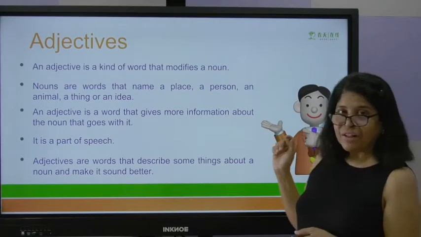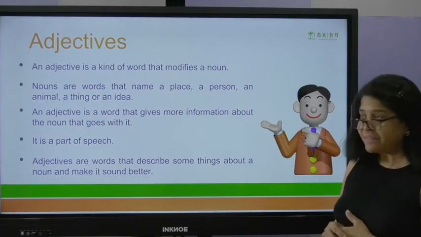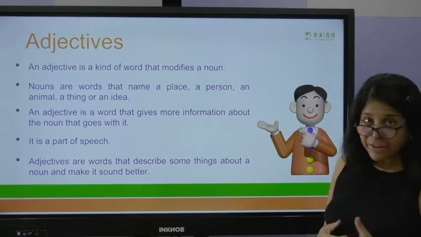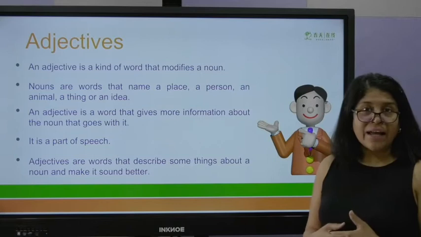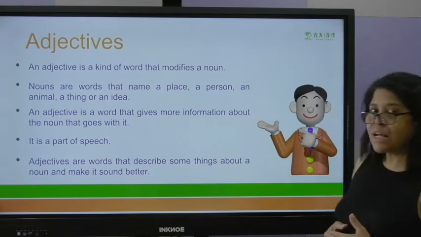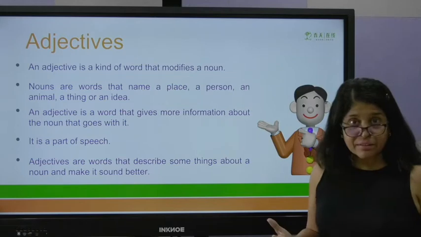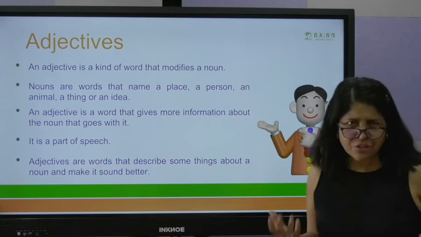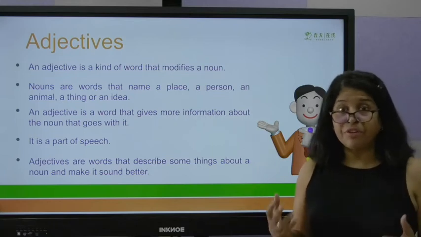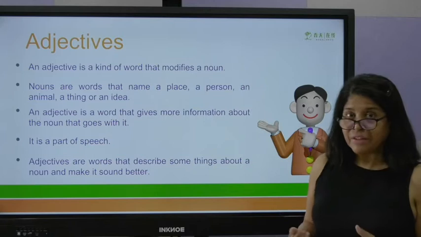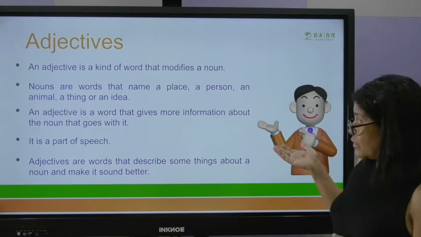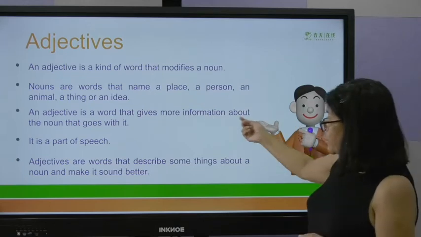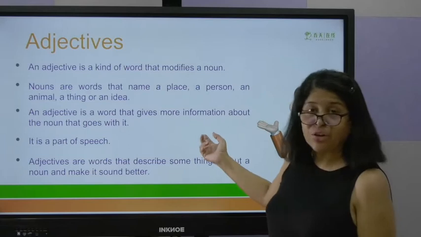So what are nouns? Nouns are words that name a place, like school, a person, like grandmother, an animal, like dog, a thing, like bed, or an idea. An idea could be where you may be interested to write a story. It's your very own story. So that could be an idea. So those are nouns. And what do adjectives do? They give more information about the noun that goes with it.